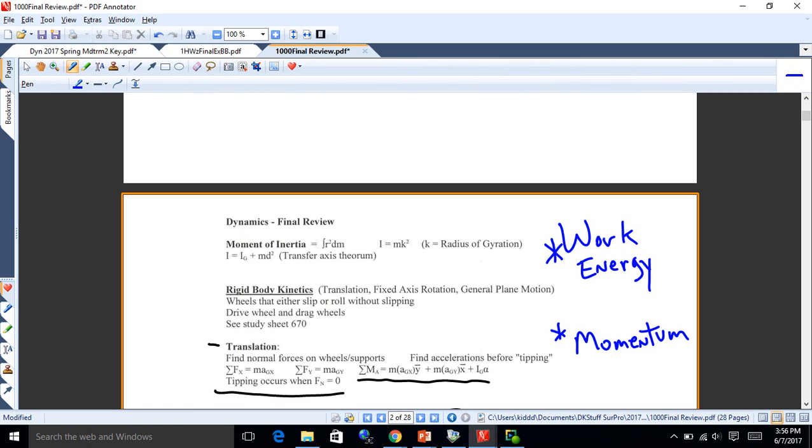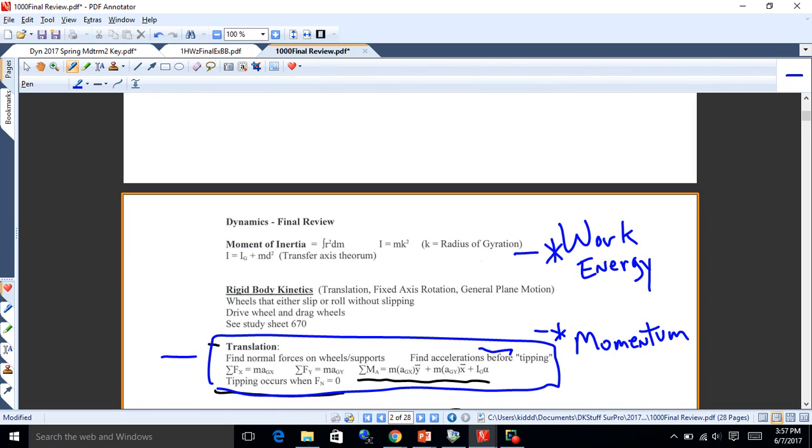I mean, just think about this stuff a little bit strategically. Of the three types of kinetics we're doing, this translation is pretty straight up. You apply that sum of moments equation to either find a reaction or see if something's tipping. There are no curveballs in that, if you know what I mean. There are always harder things, but I think it's easier than the other stuff. So just be darn sure you can identify and do those three things, because that's maybe 60% of the test right there, okay?